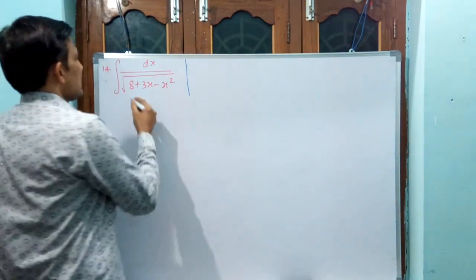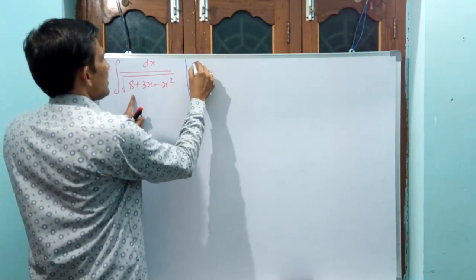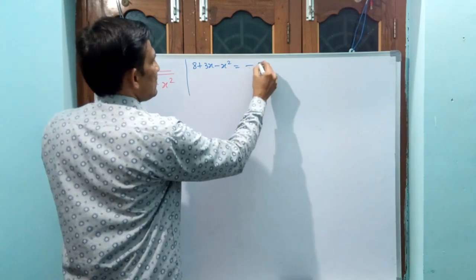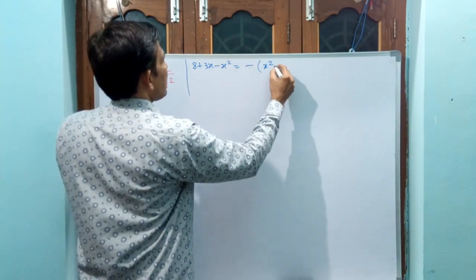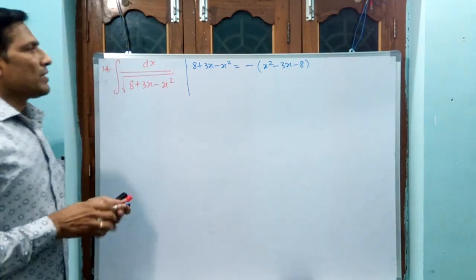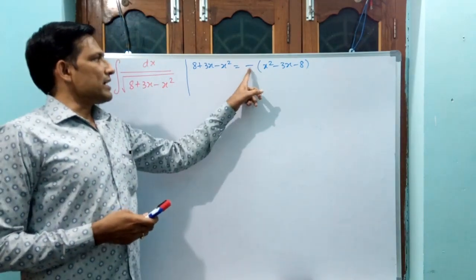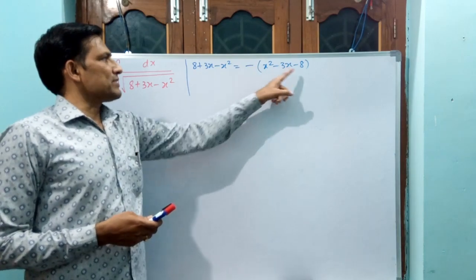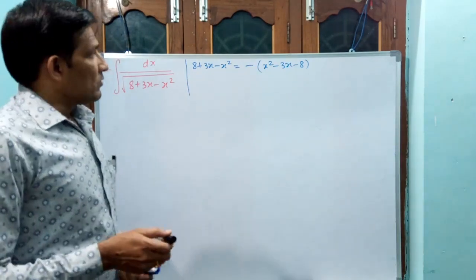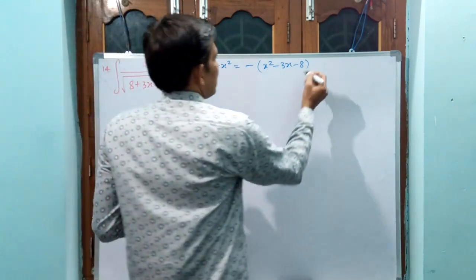See how I am converting. See what they have given: 8 plus 3x minus x square. I am writing it like this: minus of x square minus 3x minus 8. Is it okay? First you see why. Because if you send the minus inside, it becomes minus x square plus 3x plus 8, which is 8 plus 3x minus x square. Okay. Now you see here, compare this.